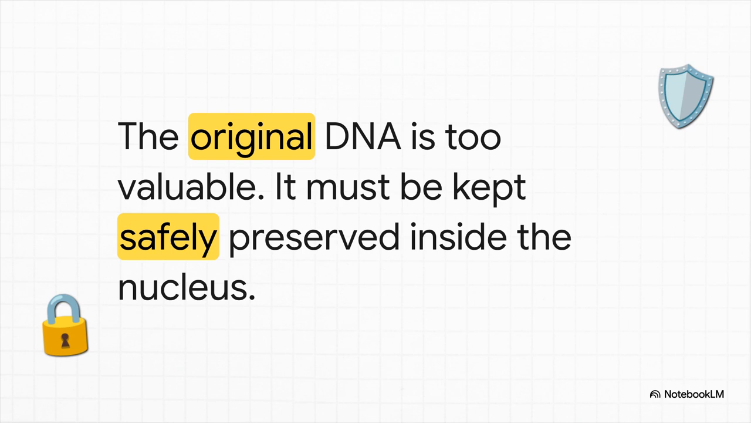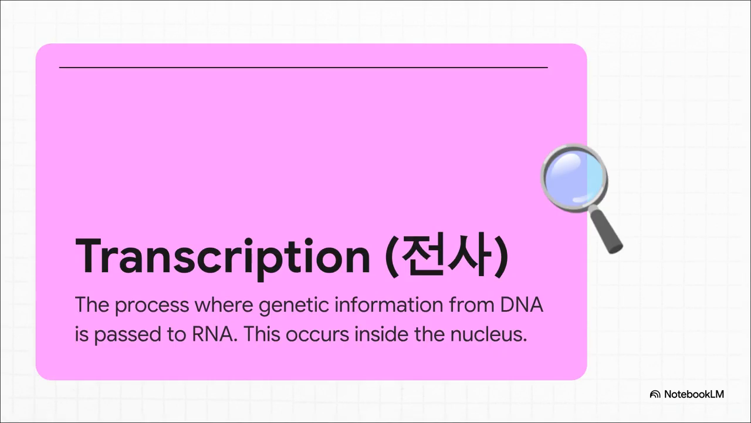So how do you get the instructions out to the workers? The solution is actually pretty genius. You make a copy. This process is called transcription. Basically, the cell makes a temporary, disposable copy of a single gene, and this copy is a molecule called RNA. It's literally like photocopying one page of the blueprint and sending that out to the factory floor, while the original stays perfectly safe back in the office.